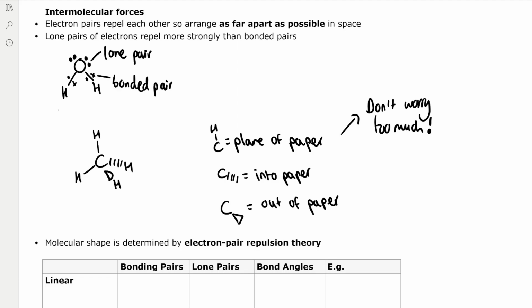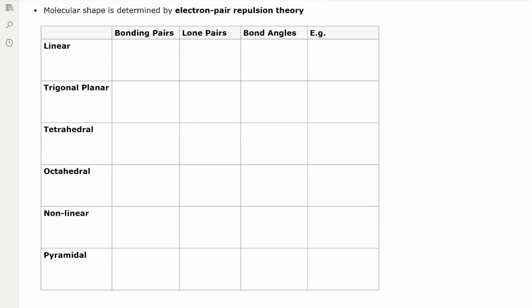And molecular shape is determined by electron pair repulsion theory. So we've got a table, and we're going to fill this in. If you've already learnt this in class, try and have a go and fill it in, but I will go through it as well. We have lots of different shapes of molecules, and you need to memorize these shapes and the number of electron pairs that contribute to it, as well as the bond angle.